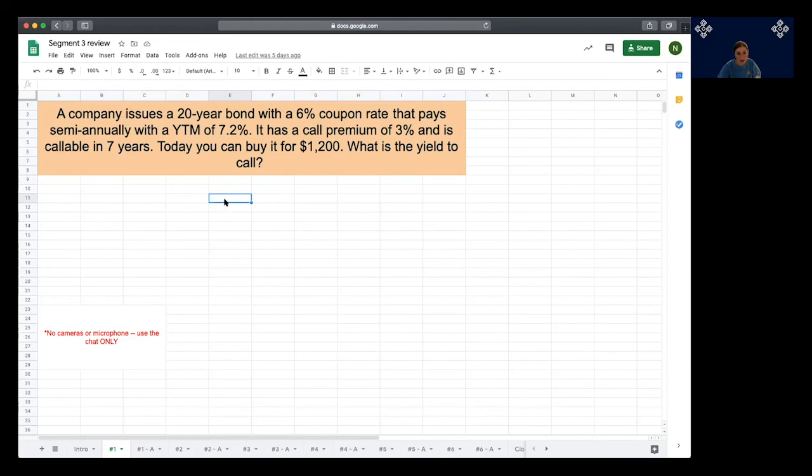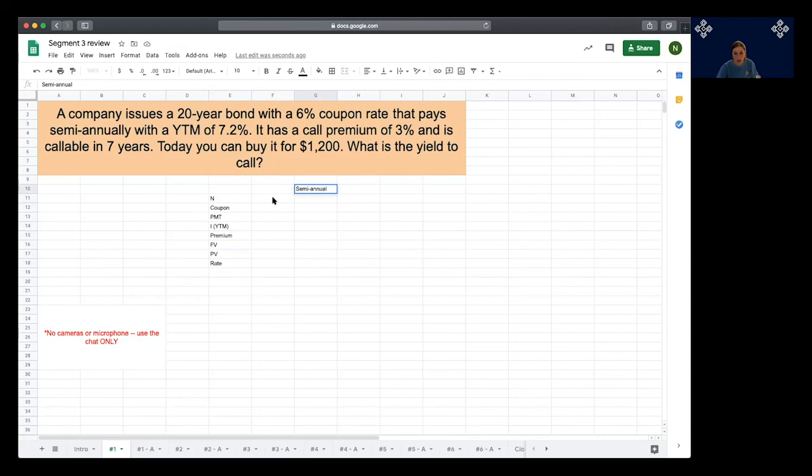So basically for this one, how I always start is by labeling all the variables that I will have. I'll have our N, our coupon, our payment, our I, that's your yield to maturity, our premium, future value, present value, and your rate. Another thing I do is note that it's semi-annual. So I'm going to make another column so I remember it is semi-annual.